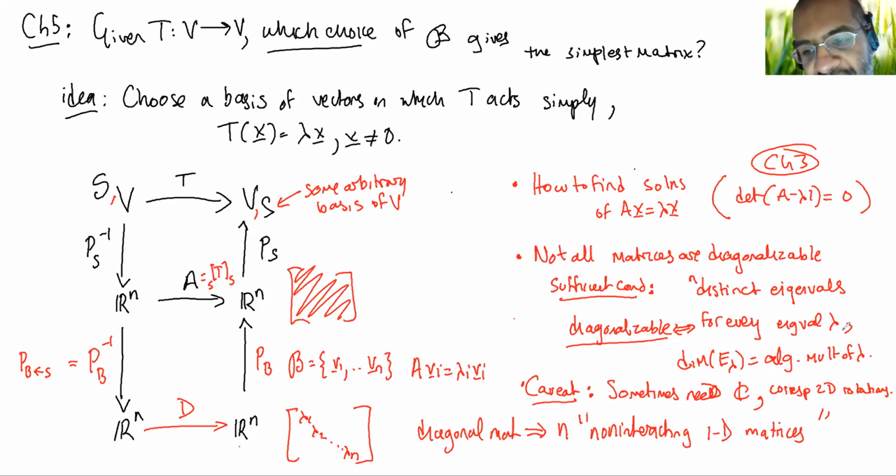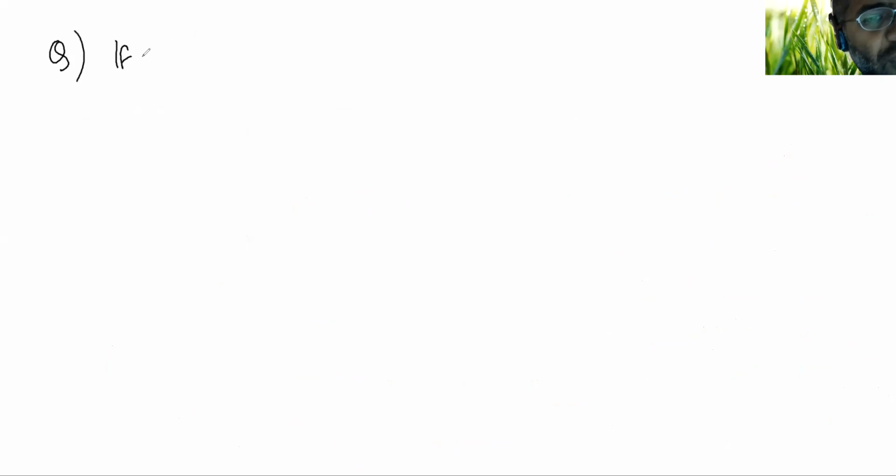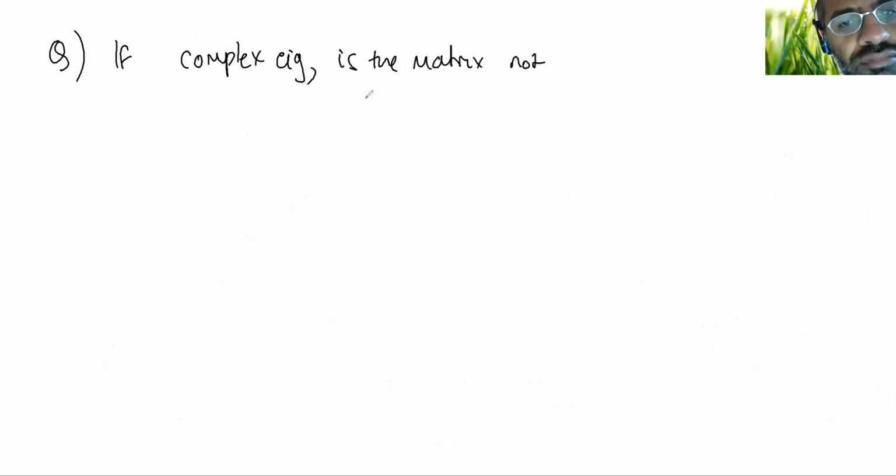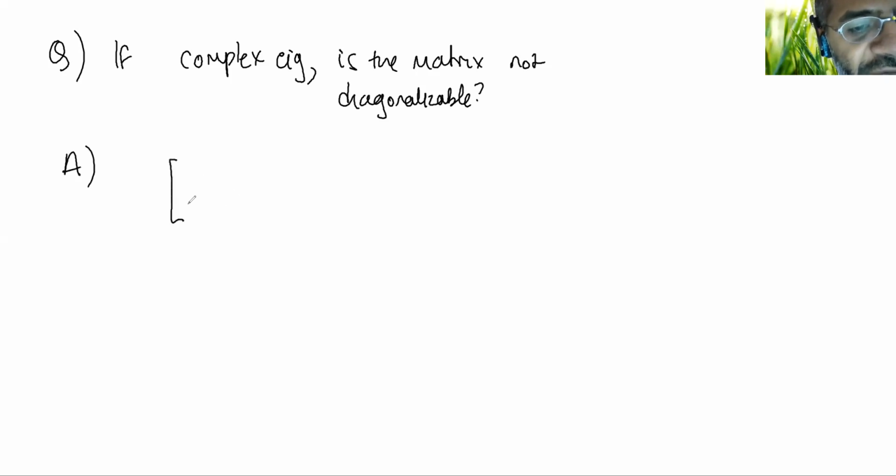Okay, so let me actually answer this question. So maybe before getting to chapter 6. So the question is, if there is a complex eigenvalue, is the matrix not diagonalizable? So the answer, well, depends on what you mean by diagonalizable. So, for example, our favorite matrix, right? We looked at our favorite matrix with complex eigenvalues. It has eigenvalues plus or minus i.